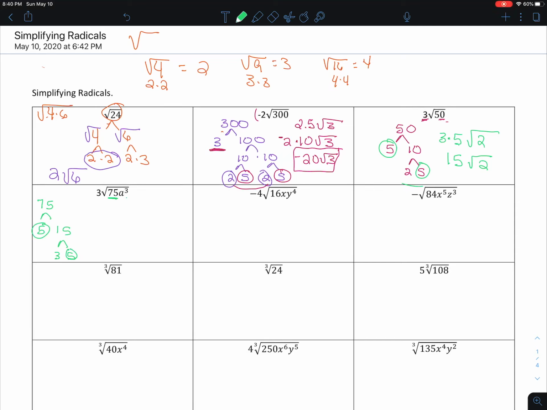Now what about this a cubed? Well, a cubed is a times a times a. I need 2 of those a's to come out. So I take out that pair. So what comes out is the 3 that's already there, and then the 5s come out, and then the a comes out, and what's left is 3a. 3 and an a is left, so that goes inside. Okay?